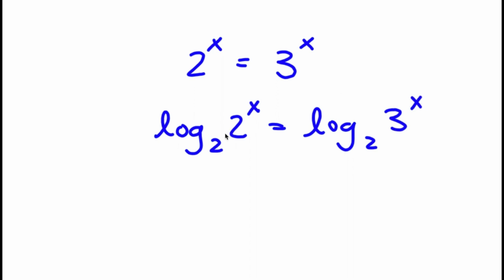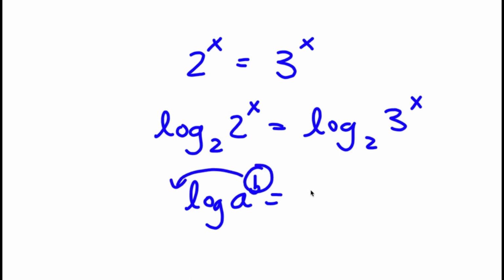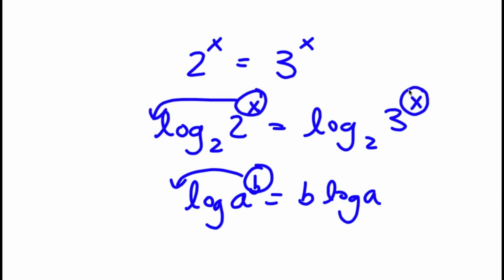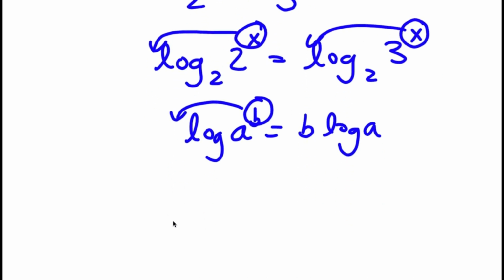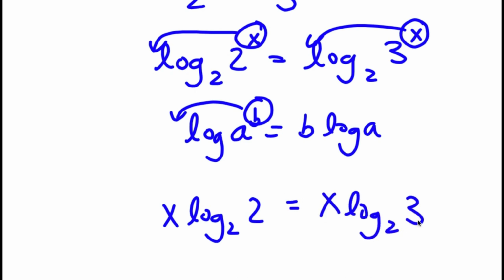Now, if I have something in the form log a to the power of b, I can actually move this exponent b to the front. So this is going to equal b times log a. So now I can move x here to the front, and I can also move x over here to the front. So now I'm going to have x times log base 2 of 2 is equal to x times log base 2 of 3.